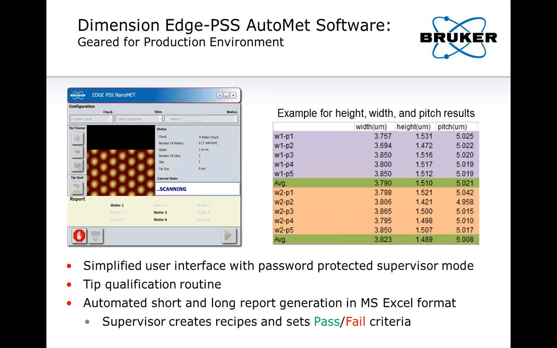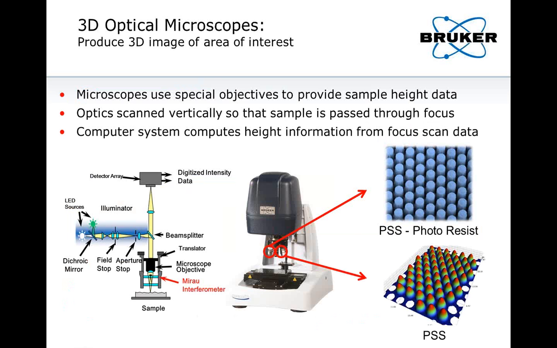The system generates automated reports. Again, the structure of these reports can be tailored. There can be long reports, there can be short reports, and an example of a short report is shown on the right, where we basically only get the width, height, and the pitch of these PSS wafers analyzed. And then the system automatically indicates if a wafer passed or failed a set criteria by the supervisor. So a very, very simple system to run your data.